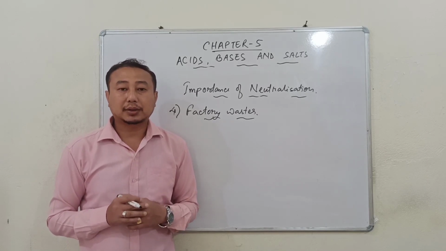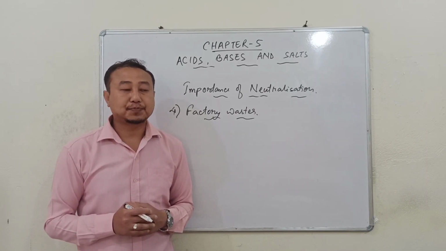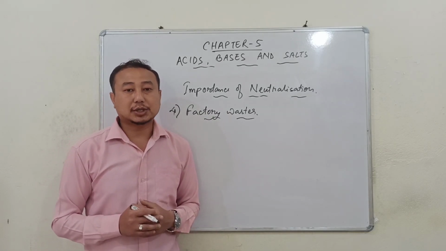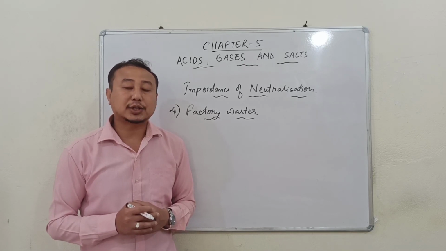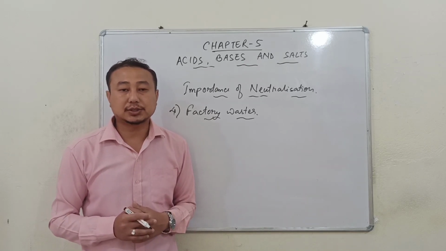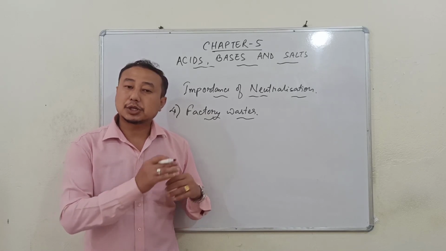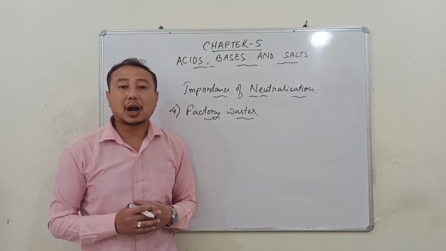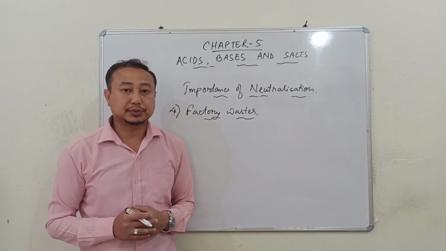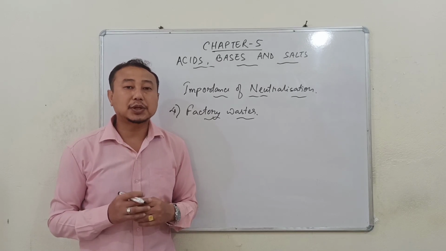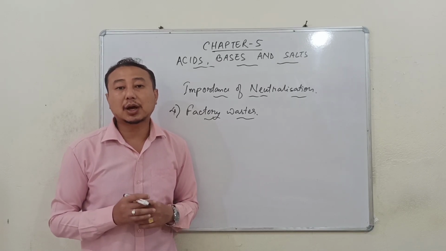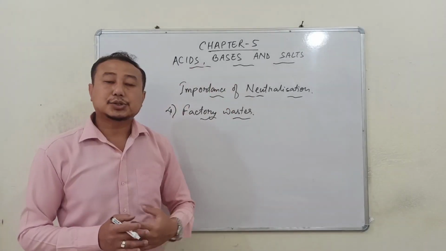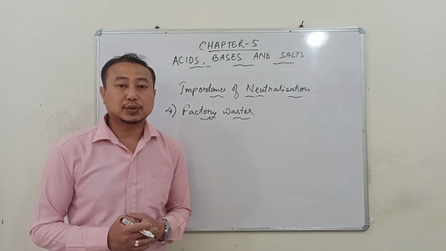So in order to avoid this side effect of the factory waste, before discharging into the water bodies, it is treated with a basic substance so that the acidic nature of the factory waste can be converted into a neutral substance. If the factory waste is converted into a neutral substance before discharging to the water bodies, then it will not harm the life of the aquatic organisms. So treatment of the factory waste with a basic substance before discharging it into the water bodies is very important and necessary. So these are the things related to the importance of neutralization reaction in our day-to-day life.